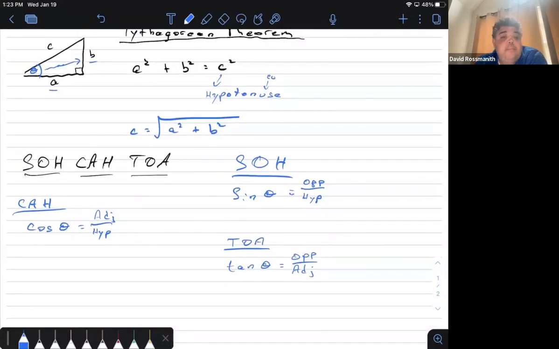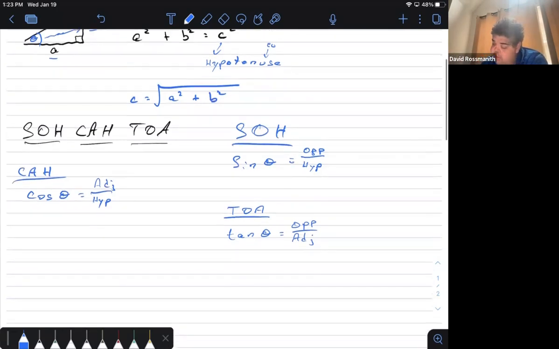Okay. So those are the big three relationships. Well, the big four. You've got the Pythagorean theorem, and then these three trig relationships: sine, cosine, and tangent. And with these four relationships, you can do anything you want with a triangle. If I give you a triangle with some missing information, you could use these relationships to calculate that information. So let's try an example.